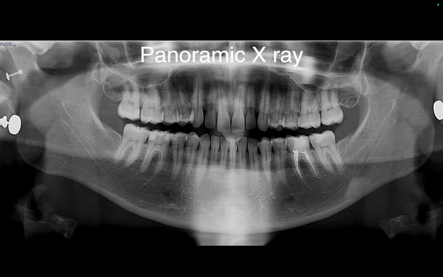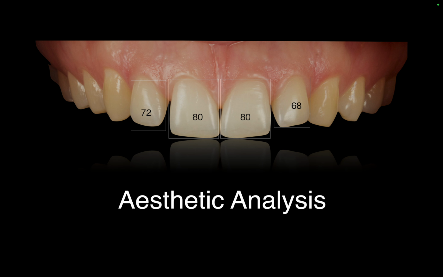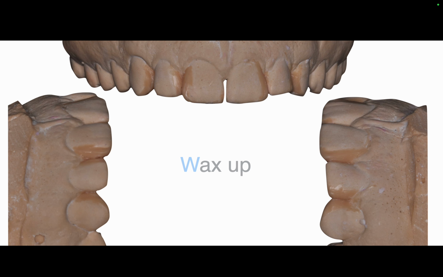Always, guys, we should do a panoramic to check the general teeth. After that, with this picture we can see the axial line of the anterior teeth, and also we can see the net point with the black point in the gingival wall. We can even see here the percentage of the teeth.